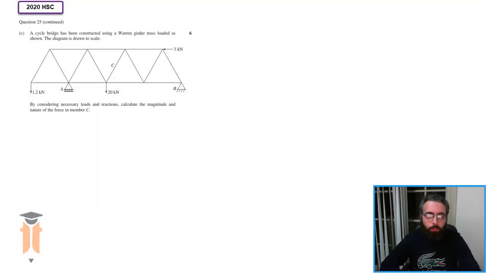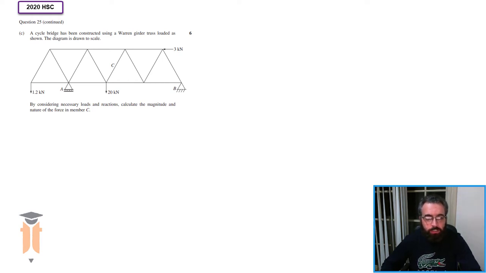Hello and welcome back. So in this question it says that a cycle bridge has been constructed using a Warren girder truss loaded as shown. Diagram is drawn to scale. So that's the first key bit of information, is that this diagram is drawn to scale, which means you need to get out your rulers and your protractors and go to town.